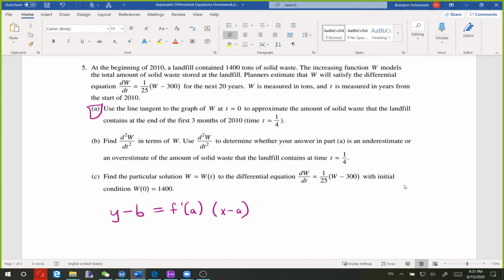Rephrase. t measures how many years from the start of 2010 have passed. So if t equals 0, then what year are we talking about? 2010, okay. So when t equals 0, we're really at the beginning of 2010. Okay, so for my point, my x value, so that's the time that's passed right now, my t is 0. And how many tons of solid waste were there when t was 0?